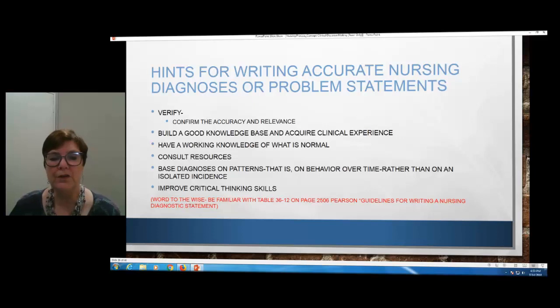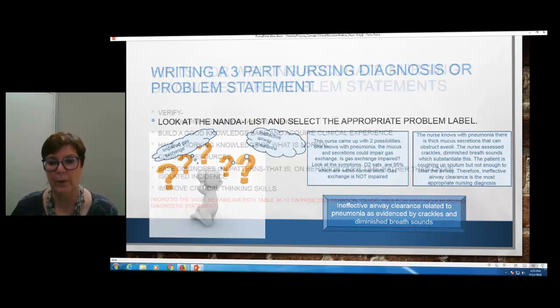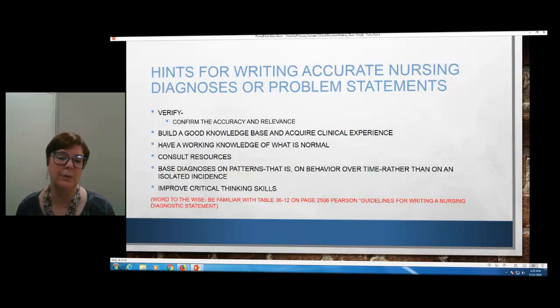So we want to make sure that we're verifying and that we confirm the accuracy and relevance, and we're going to do that by assessing and reassessing, assessing and reassessing. So we want to just go back. Okay, are we sure that we have that correct? Yes, we do, because we have that cause, we have that problem, we can still hear those crackles in the lung, and they're still producing sputum, and we can see those diminished breath sounds.